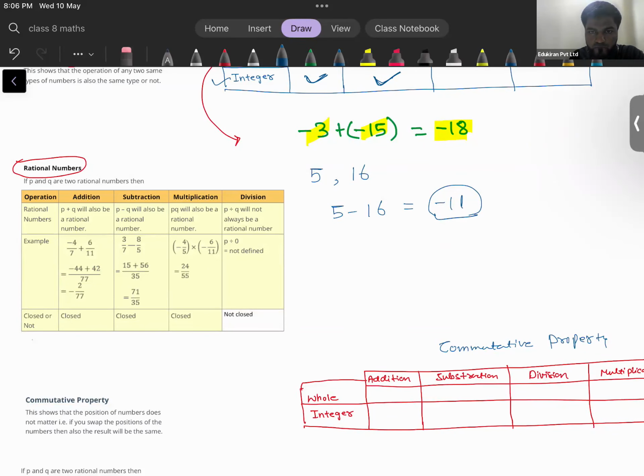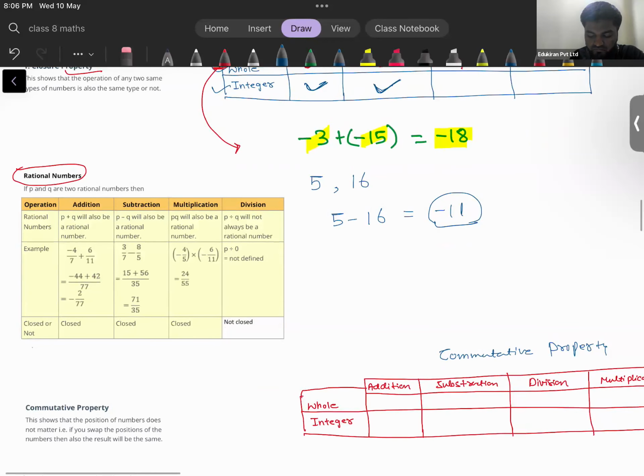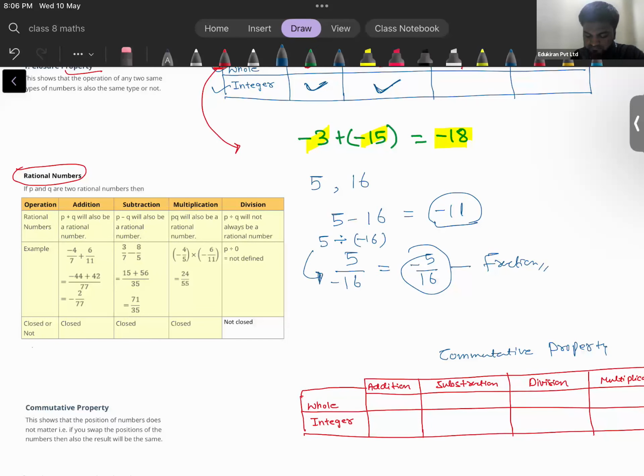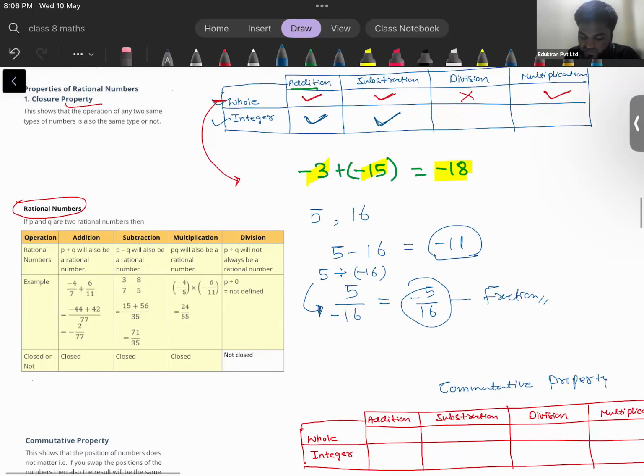Division is... like if I divide 5 and -16, right? So it becomes a fraction here, right? If I divide 5 and -16, it gives a fraction, but integers are not in the fractional form. So division is not applicable here.